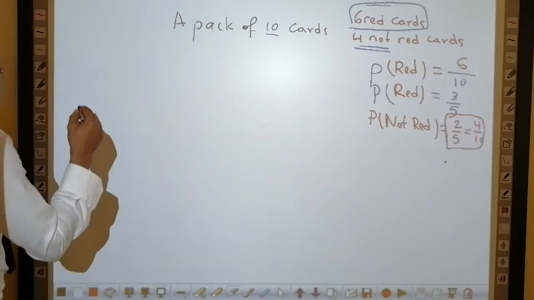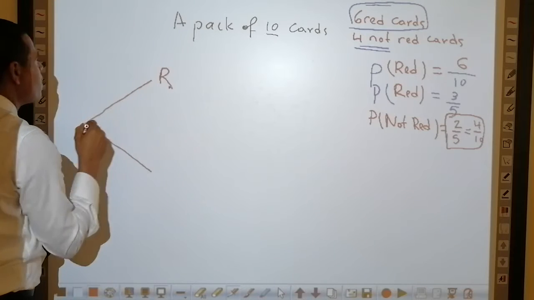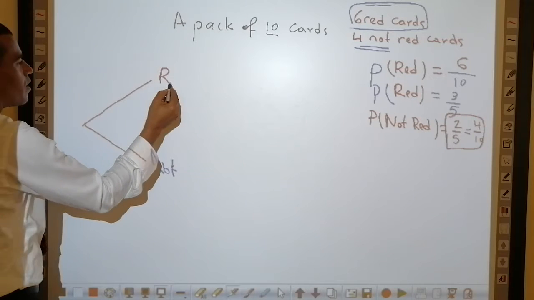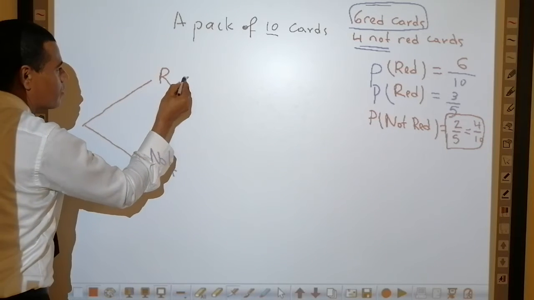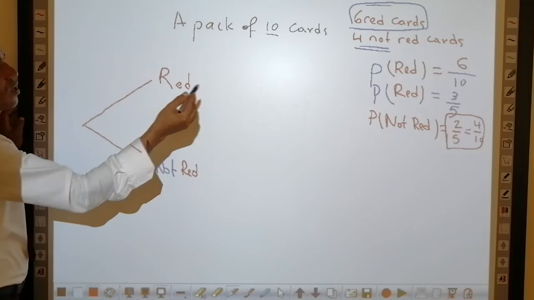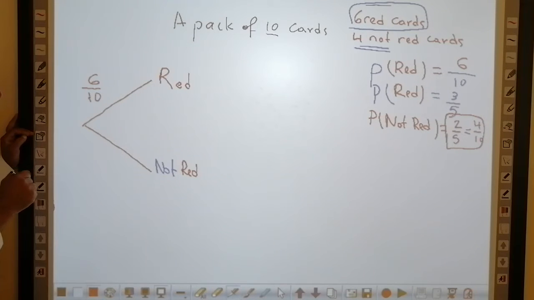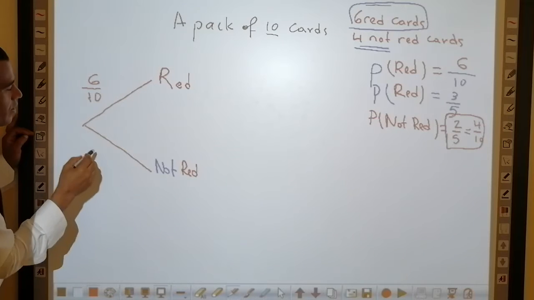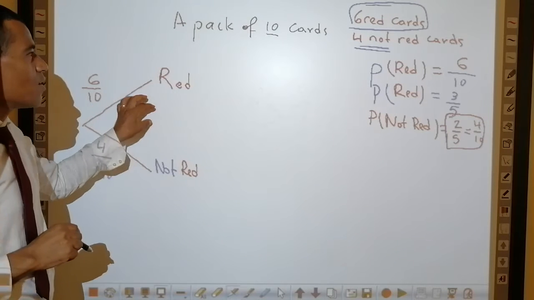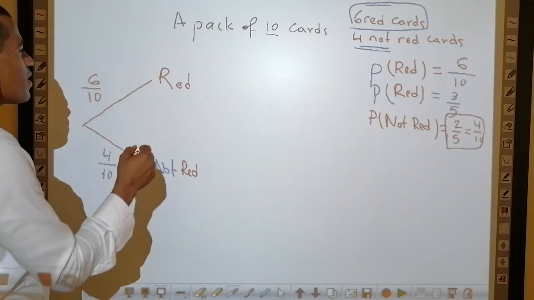Now we will do the first one. These are the branches. This is red, this is not red. So the probability of getting a red card is 6 over 10. Then not red is 4 over 10. This is the first pick.